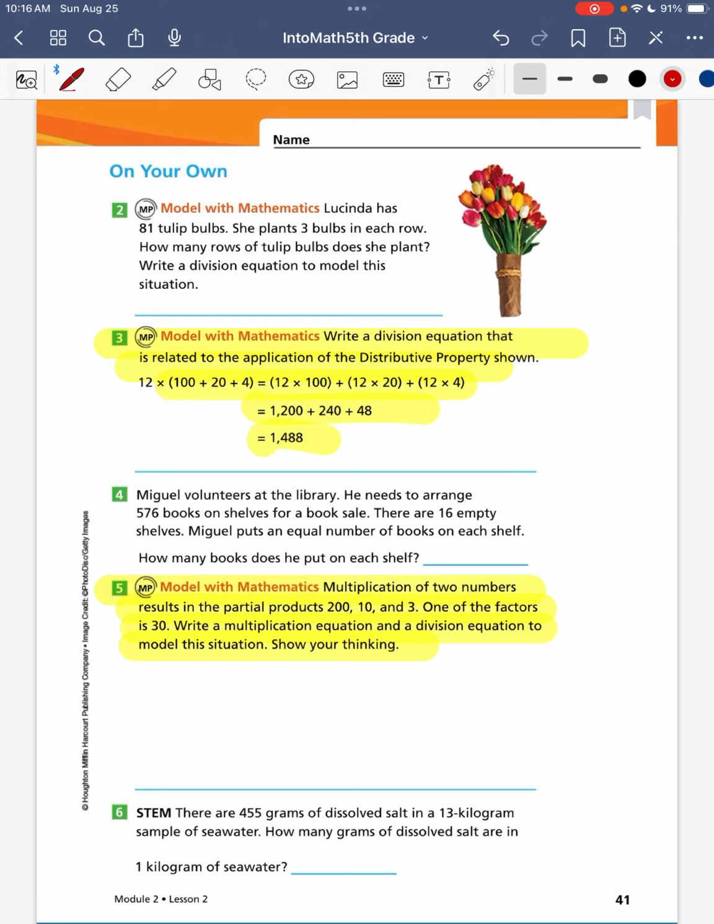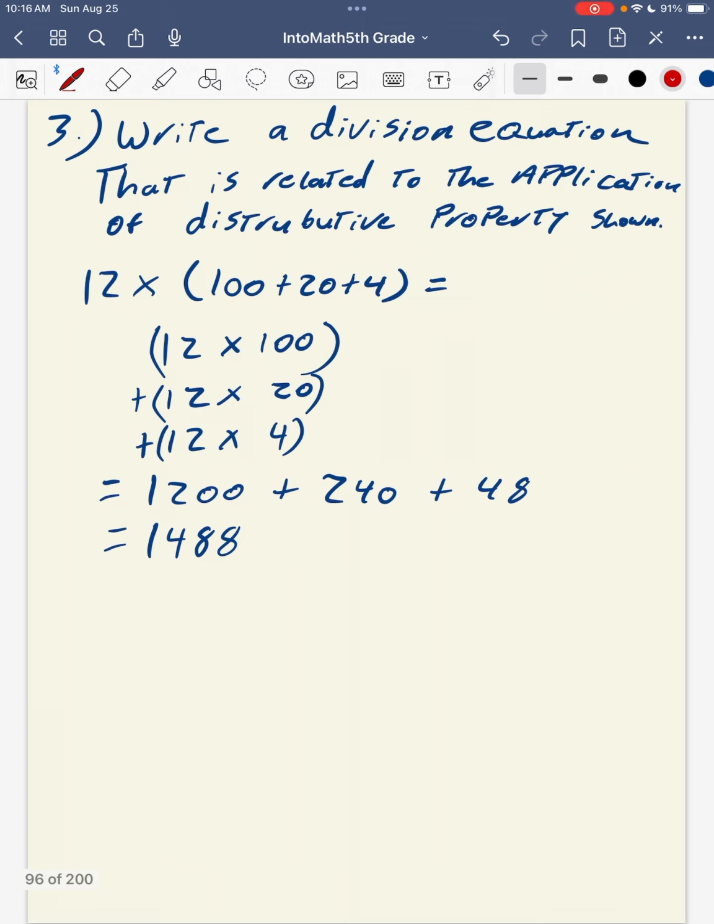Next up, we will do problems 3 and 5 found on page 41. Problem number 3. Write a division equation that is related to the application of distributive property shown. 12 times 100 plus 20 plus 4 equals 12 times 100, 12 times 20, 12 times 4. If we multiply these all out, we have 1,200, 240, and 48 and they all add up together to equal 1,488.